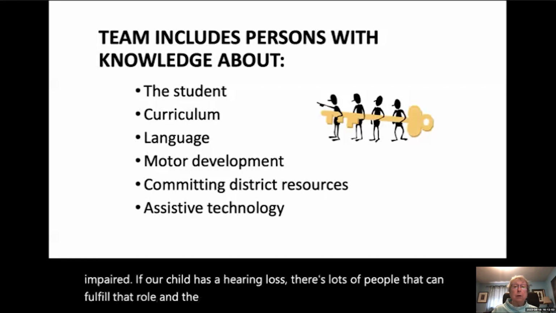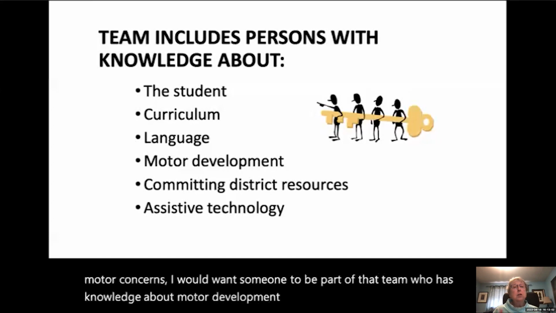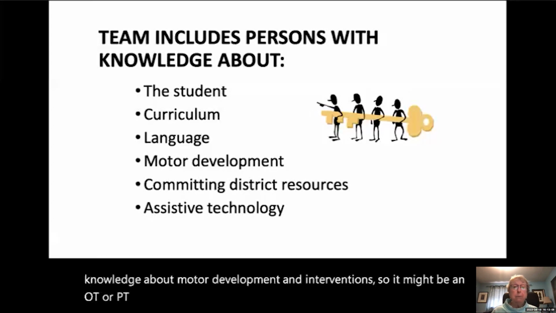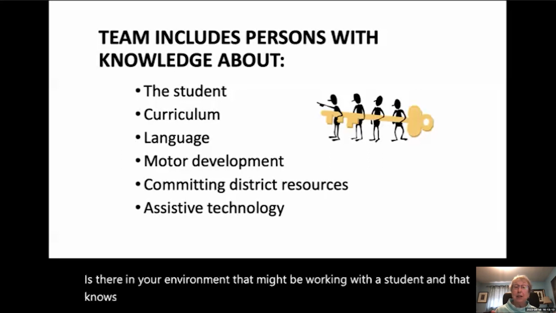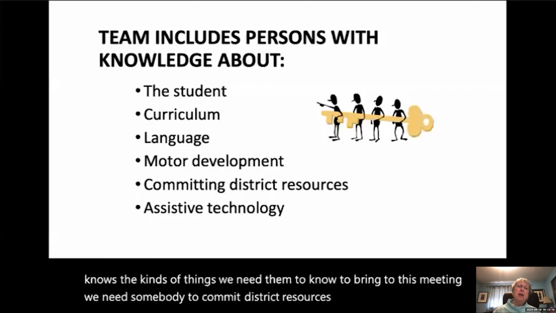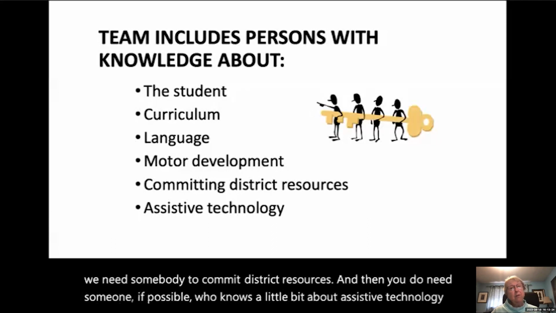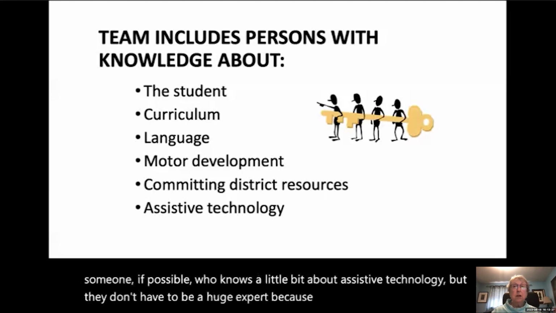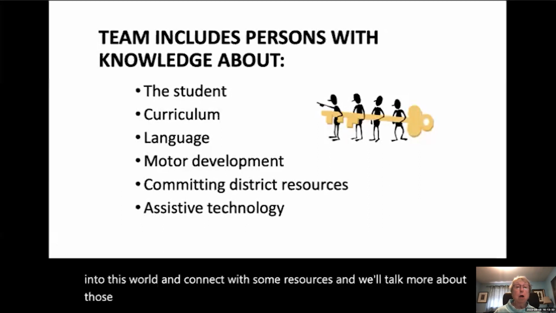And the same with motor development. If there are any motor concerns, I would want someone to be part of that team who has knowledge about motor development and interventions. So it might be an OT or a PT or an adaptive PE specialist, whoever is there in your environment that might be working with a student and knows the kinds of things we need them to know to bring to this meeting. We need somebody to commit district resources. And then you do need someone, if possible, who knows a little bit about assistive technology, but they don't have to be a huge expert, because what they can do is go out into this world and connect with some resources. And we'll talk more about those folks as we go along.